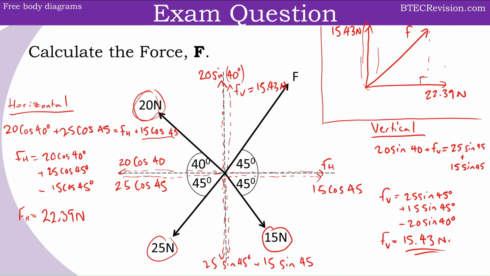So you can just use Pythagoras' theorem here. So F squared is equal to 15.43 squared plus 22.39 squared, and then square root the answer for F, and that would give us a value of 27.19 newtons for F.